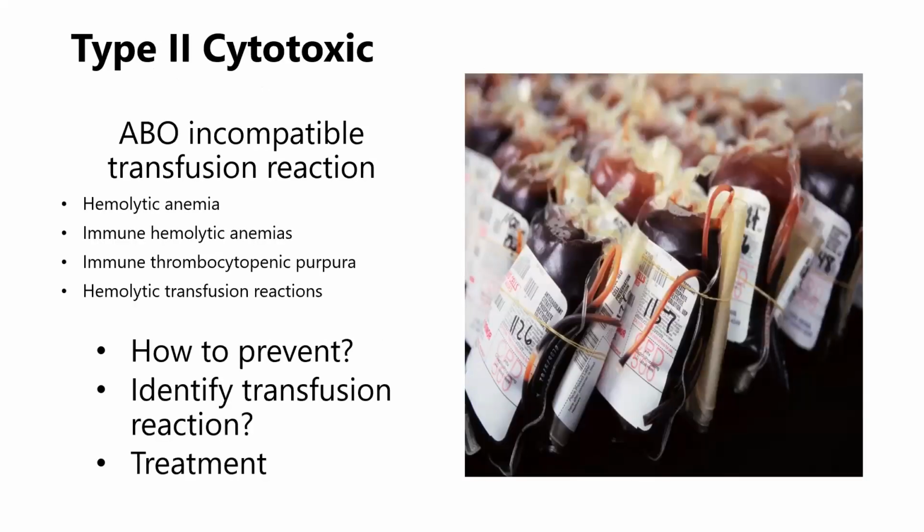So type 2 cytotoxic hypersensitivity reaction, as I said earlier, is your ABO incompatibility, your transfusion reactions. These include hemolytic anemia and immune hemolytic anemias, immune thrombocytopenic purpura, and hemolytic transfusion reactions. What I want you to remember about type 2 is ABO incompatibility, a blood transfusion reaction. How do we prevent it?